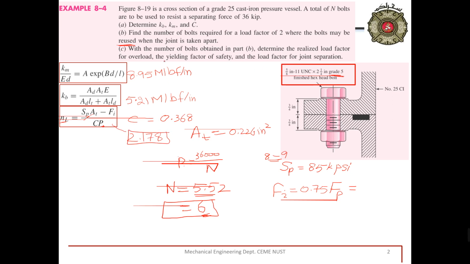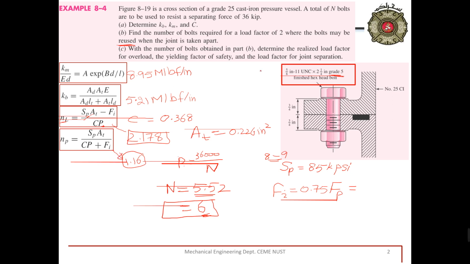In the third part, they have just asked to recalculate values: the overload factor that we have already calculated here, 2.178, and the yielding factor of safety and the load factor for joint separation. We have the equation for the value of NP, which is the yielding factor of safety. We have the value of SP. For this, we have all the values. SP is known, AT is known, C is known, P is known, and FI. All the values are known. Just substitute the values and you will get the final value equal to 1.16, the value of this factor of safety.